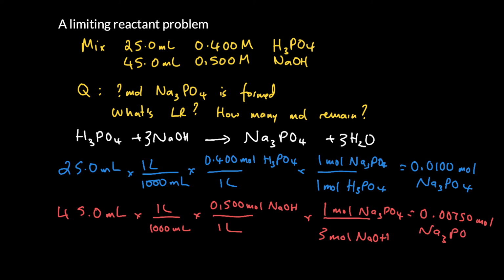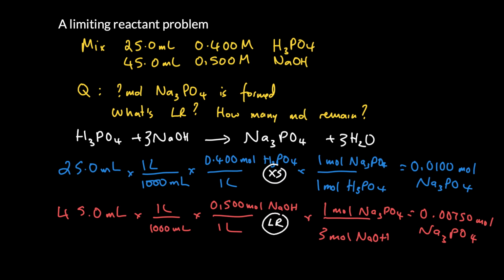So which one, you might want to pause the video, so which one do we actually make? Which one's the limiting reactant? And the answer is we make the smaller amount. So the sodium phosphate from the sodium hydroxide is smaller than the sodium phosphate from the phosphoric acid. So that tells us that this thing over here was the limiting reactant, and the phosphoric acid must have been the excess. So how much excess did we have?